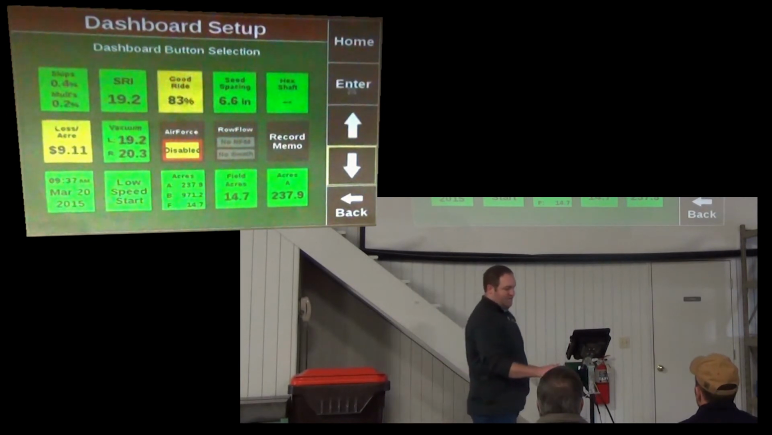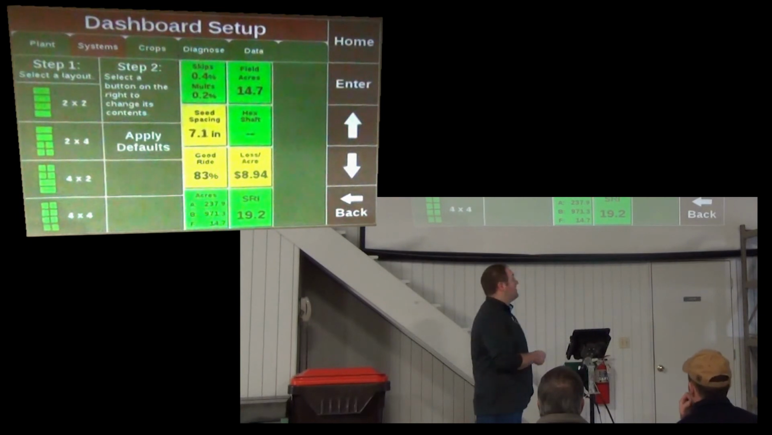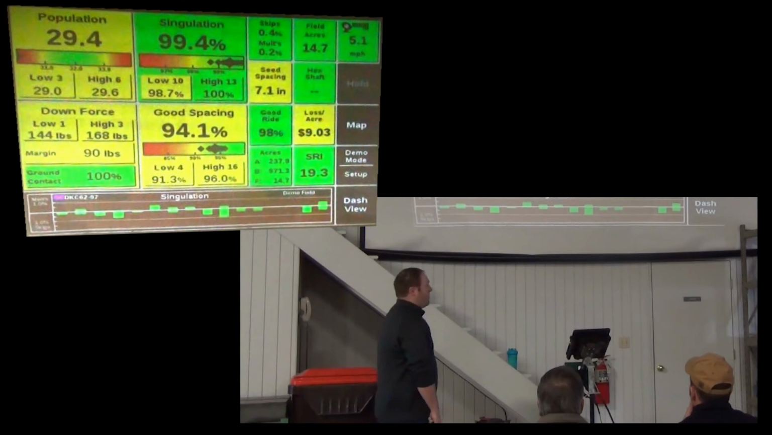So I can set that system up here on the right side however I want. So I've got it set up like this, and now when I touch home, I see the same thing on that right side.